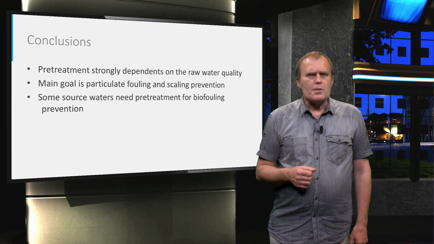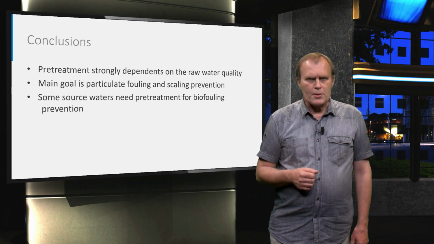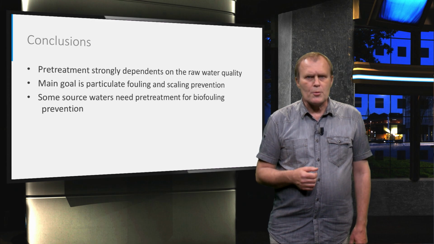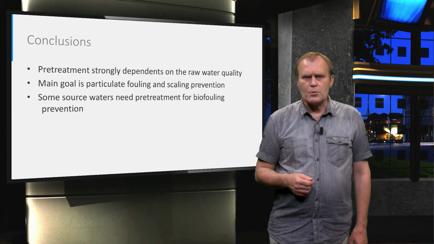The conclusion is that the needed pretreatment strongly depends on the raw water quality. The main goal of the pretreatment is prevention of particulate fouling and scaling. Some feed waters need pretreatment for biofouling, but this pretreatment can be expensive and can never prevent biofouling to the full extent.